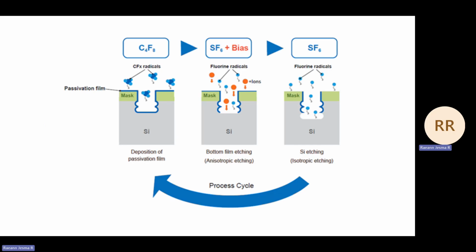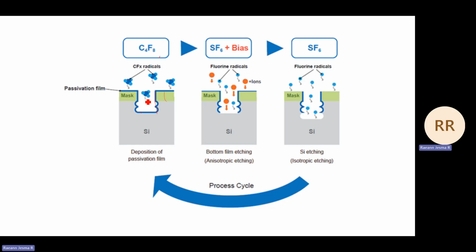If we look at the various steps in one cycle of a DRIE process, we will have polymer deposition where we use the polymer C4F8. This will deposit a passivation film which will protect the sidewalls. Then we will be passing SF6 gas along with plasma. This will do the etching. Generally this SF6 etching is isotropic, so it will etch equally in all the directions.